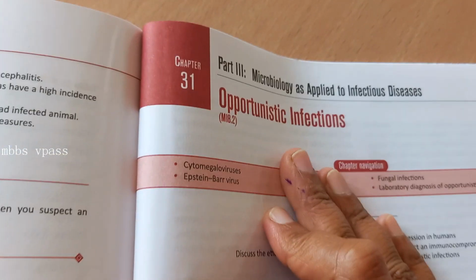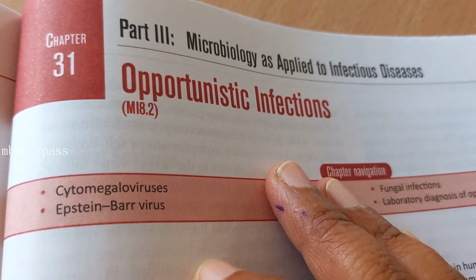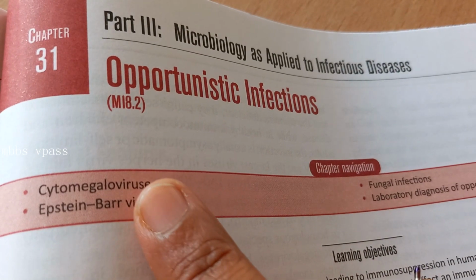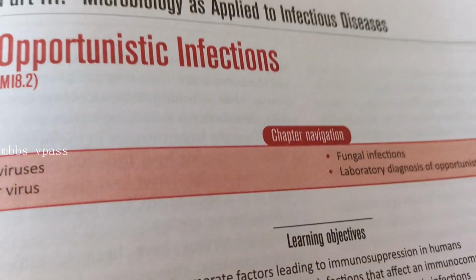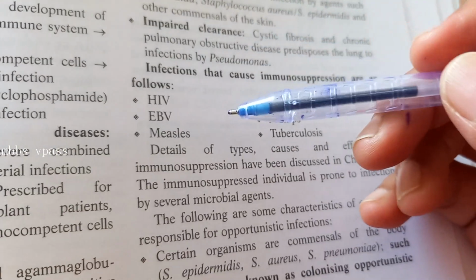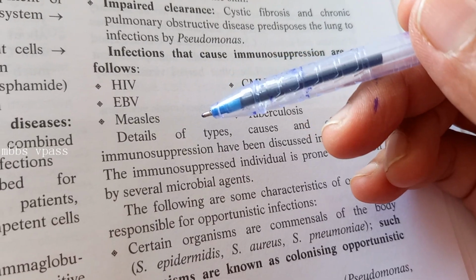There is a chapter here called opportunistic infections. This we will see in HIV infected people, etc., or immunocompromised people, right? See, you have cytomegalovirus, Epstein-Barr virus, fungal infections, etc. Actually, they are saying that Epstein-Barr virus causes immunosuppression. Okay.